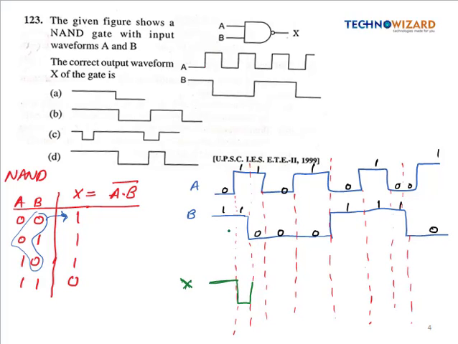Then this is 1 0. So for 1 0 it will be 1. So now detect 0. If 0 is there, then the output will be 1. This is 0 1, output is 1, 1 1, output is 0. Okay, so 0 1, this is 1 1. Okay, so this waveform of X is matching with option C. So option C is the correct answer.